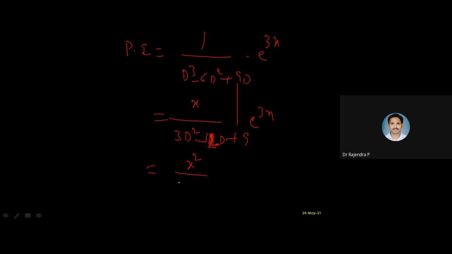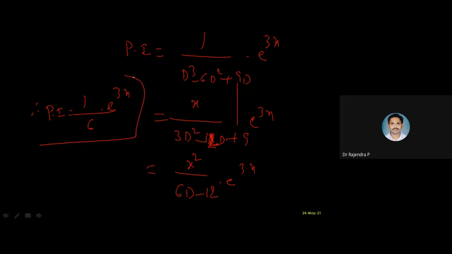That will be 6D minus 12 into e power 3x. Again you substitute. This time, what did you get? 6, sir. Very good. Therefore, your particular integral will be 1 by 6 into your function, e power 3x. This is your particular integral.